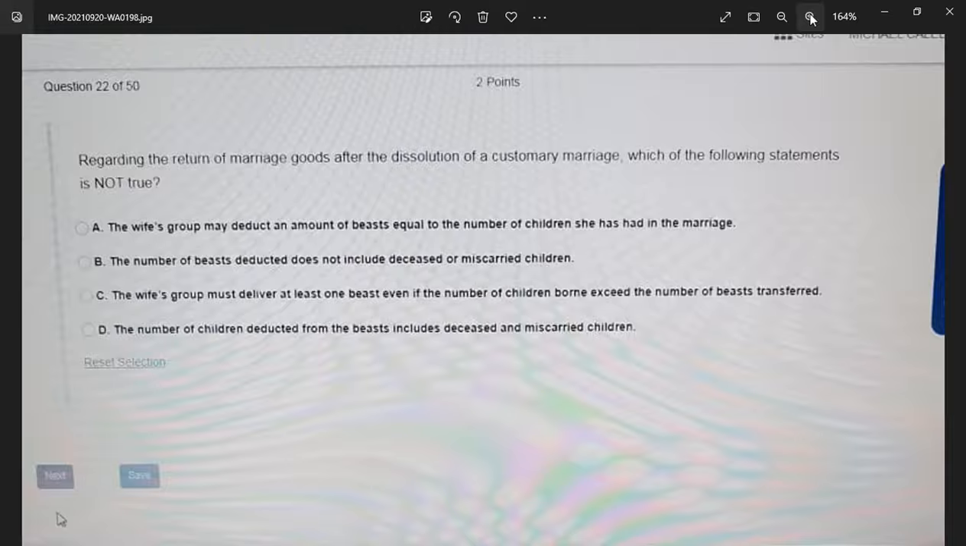When you check on page 84, you are going to notice that the number of beasts deducted also includes the deceased or miscarried children, but they did not use the word deceased. They used the word miscarried in the study guide. So I feel that this is the most relevant answer, which is not true. That's why I chose option B. We are looking for a false statement here, not a true one. So just check it and be careful with it. You're going to notice.